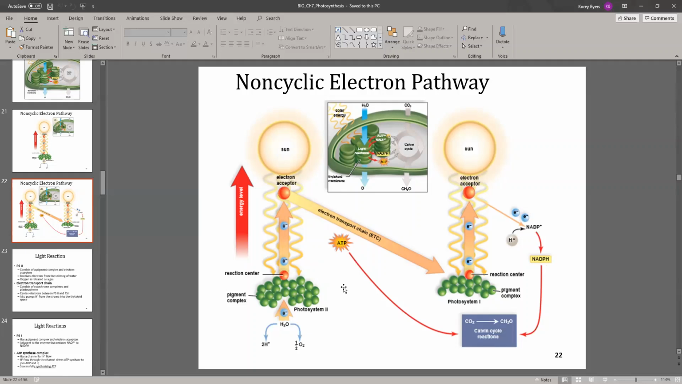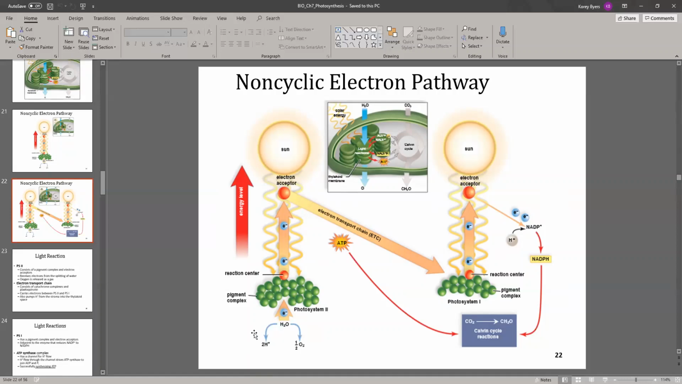An important step here, remember this. When we lose this, I'm pointing at my screen as if you can see me, when we lose this electron from photosystem 2, that has to be replaced. So where do we replace it from? We split apart water. So some oxygen is released. That's why photosynthesis, plants make oxygen. And a hydrogen ion is released when we accept that electron.